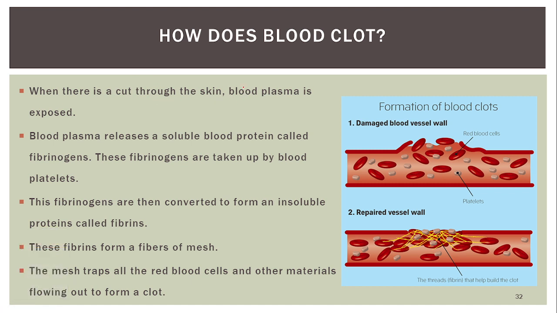When there's a cut through the skin, blood plasma is exposed, obviously. When it's exposed, it releases a soluble blood protein called fibrinogen. The fibrinogen is taken up by the blood platelets, and then this fibrinogen is converted to fibrin, which is insoluble. Because fibrinogen is soluble, it easily moves away with the blood. But because fibrin is insoluble, it does not move away. It remains there and clots. This mesh traps all the red blood cells and other material from flowing outside from a cut. That's all. No need to stress.